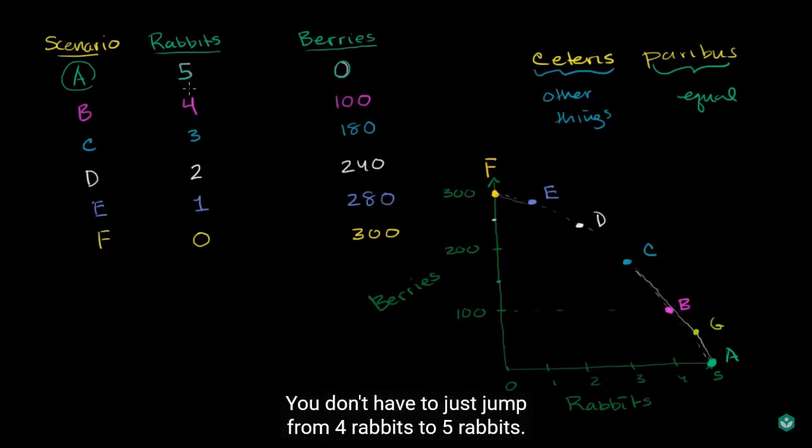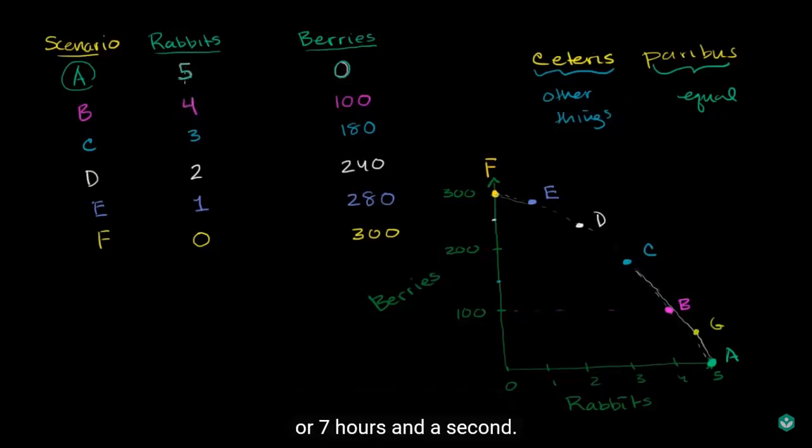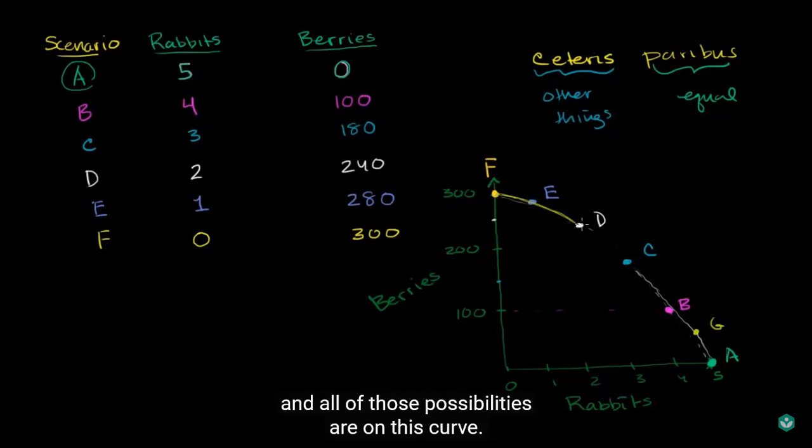You don't have to just jump from 4 rabbits to 5 rabbits. Maybe in this scenario you're spending 7 hours, and in this scenario you spend 8 hours. But you could spend 7 hours in a minute or 7 hours in a second. So anything in between is possible, and all of those possibilities are on this curve.